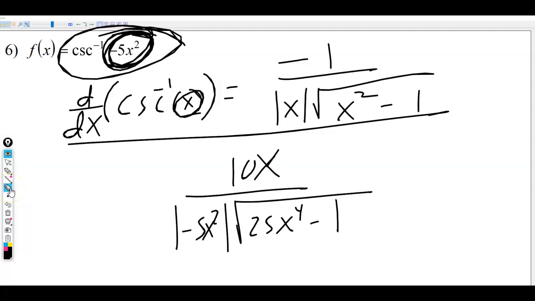Like, the absolute value of negative 5x squared is just going to be positive 5x squared. And then 10x over 5x squared can be reduced. So 5 is going to go into 10 twice, right? And then the x is going to go into the x squared once, leaving you just x on the bottom. But I'm pretty sure, like I said, they're going to be leaving the problem like this.